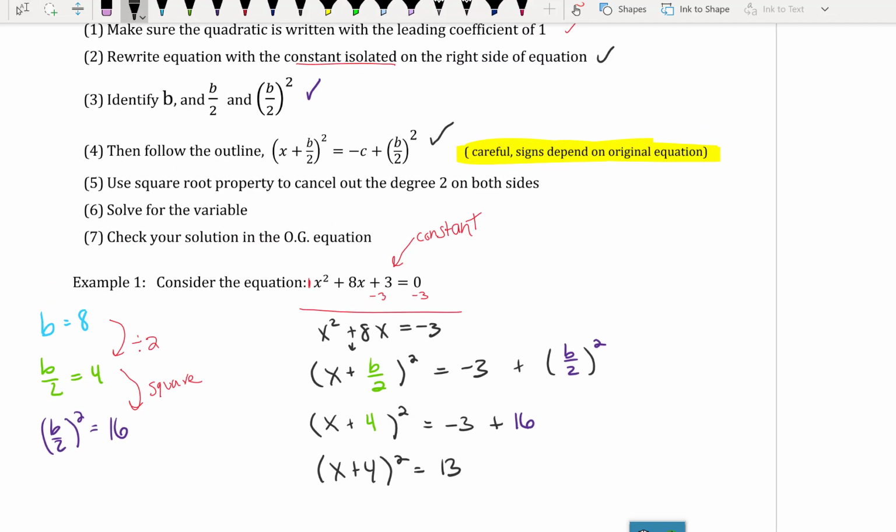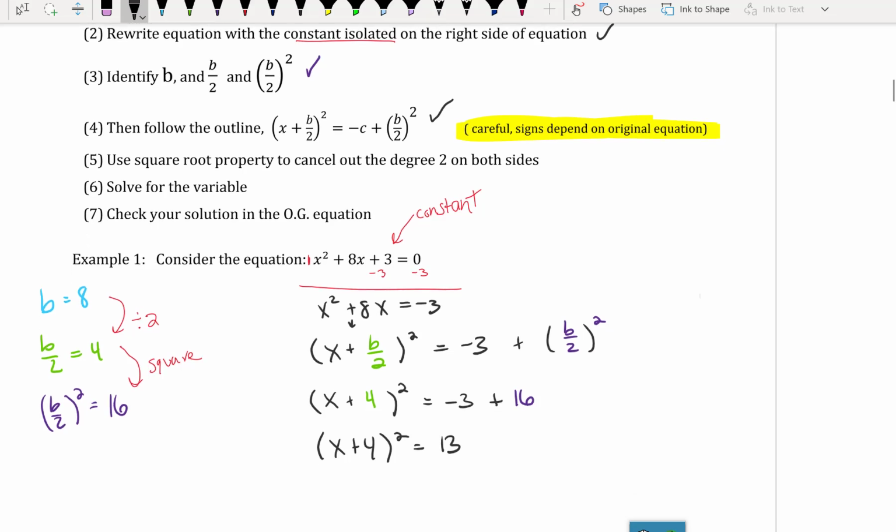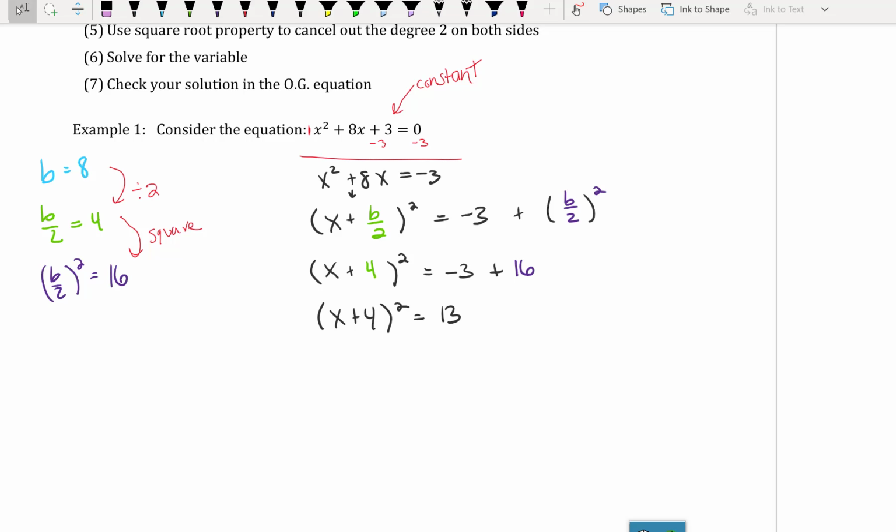So now that I'm here, it says to use the square root property to cancel out the degree 2 on both sides. So I'm going to go ahead and do step number 5. I'm going to rewrite it. x plus 4 squared is equal to 13. So this is where I square root both sides, and I do the plus or minus. So now from here, I'm going to have x plus 4 is equal to plus or minus the square root of 13. And I need to solve for the variable in step number 6.